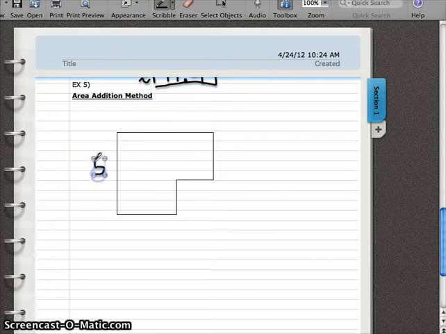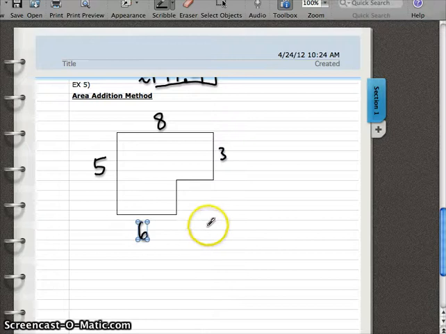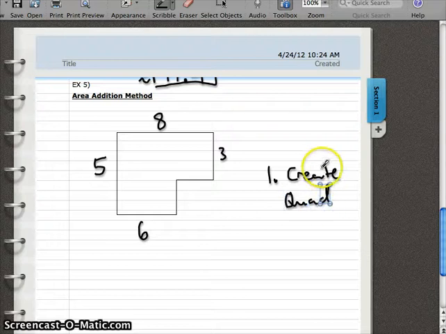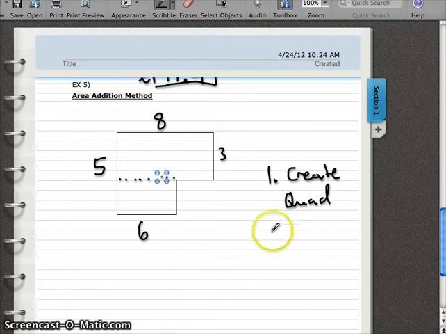So let's give ourselves some dimensions here. Say that length is 5, this one up here is 8, that over there is 3, and 6 here. So the first step you want to do is create quadrilaterals, create 4-sided shapes by cutting things up with imaginary lines here. So let's cut this one right here. Again, it doesn't matter, we could have cut it vertically. If we do that, we have now shortened this side right here. It's not the total 5 anymore, we've cut it into 2 different lengths.